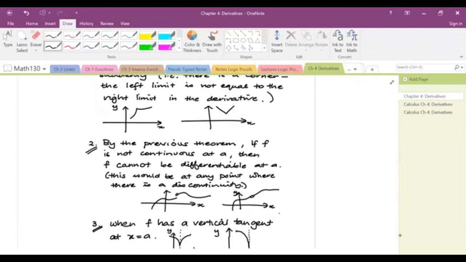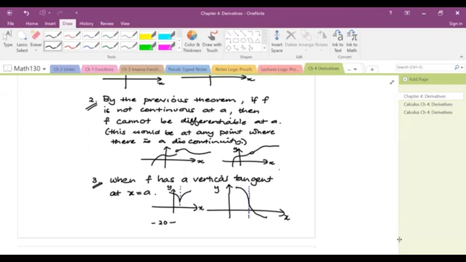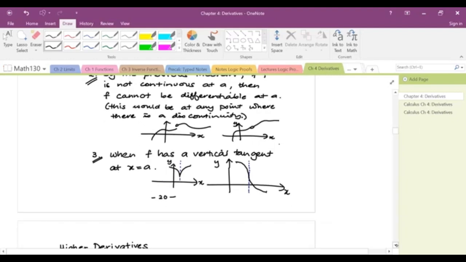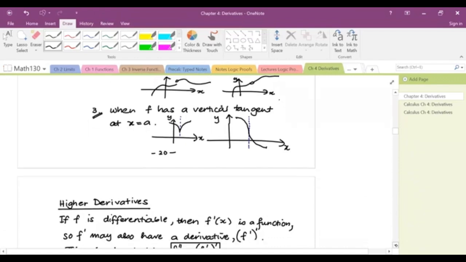If it's not continuous, then it can't be differentiable. So this would be at any point where there's a discontinuity. If there's a break in the graph in any way, it could be a jump discontinuity, a step discontinuity, a removable discontinuity, or an infinite discontinuity. And if f has a vertical tangent at x equal to a, that's where the limit tends to infinity. There are a couple of sketches there to show this. Obviously the slope is undefined, and so the derivative does not exist where there's a vertical tangent.